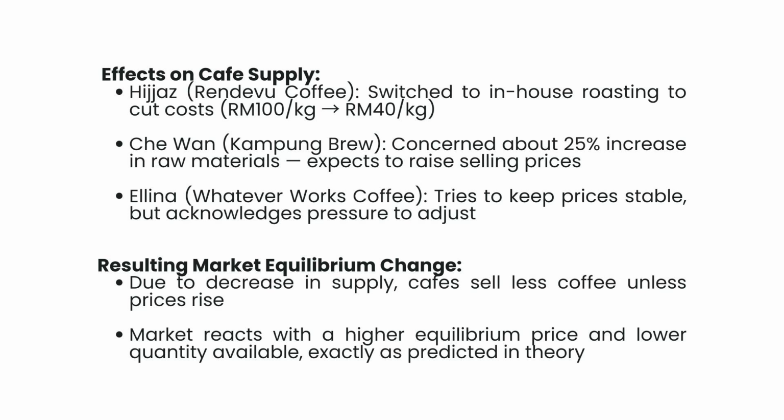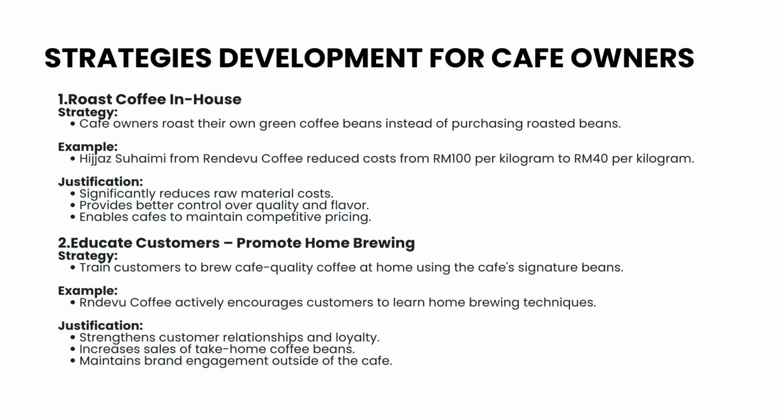Meanwhile, at Elena Whatever Works Coffee, they are trying to keep prices stable but acknowledge that there is pressure to adjust prices. As a result, there is a change in market equilibrium. Due to the decrease in supply, cafes sell less coffee unless prices rise. The market reacts by setting a new equilibrium at a higher price and a lower quantity available, just as market theory predicts. Now let's move on to strategies that cafe owners can use to manage rising costs.